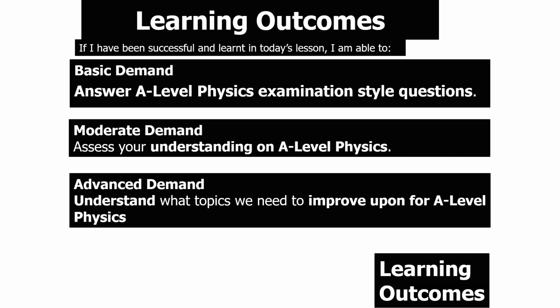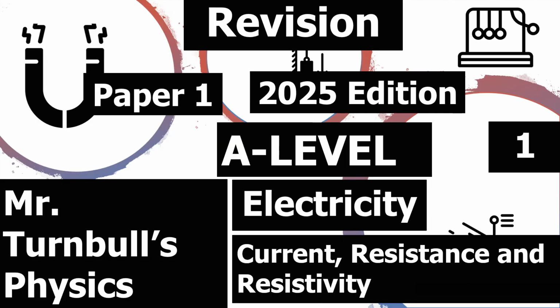If we've been successful and learnt in today's revision session, we should be able to answer A-Level Physics exam style questions, assess our understanding on A-Level Physics, and understand what topics we need to improve upon for A-Level Physics. So thank you so much for watching this revision session on AQA A-Level Physics, Paper 1, Electricity, focused on the topics of current, resistance and resistivity.